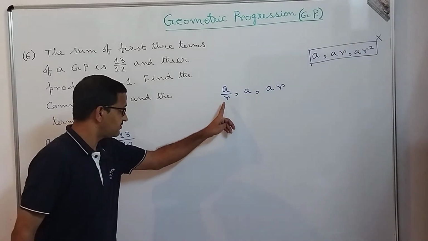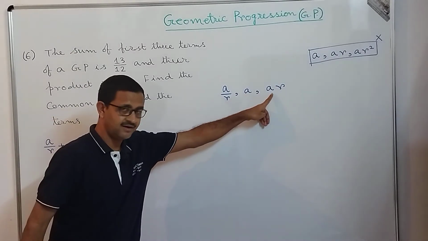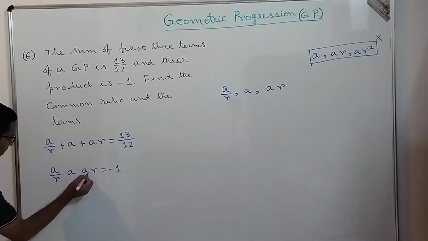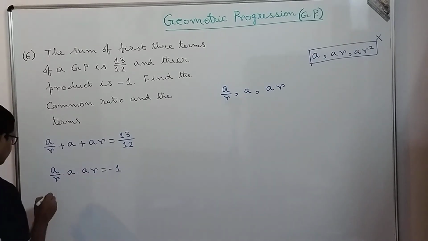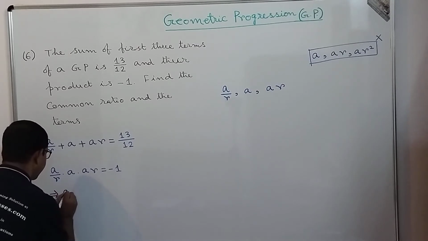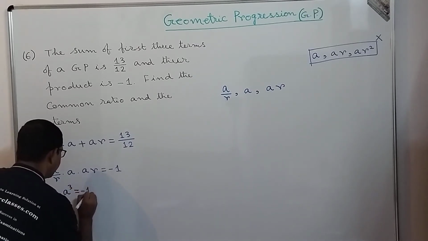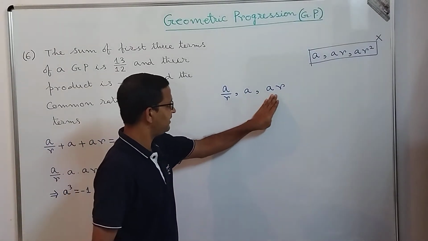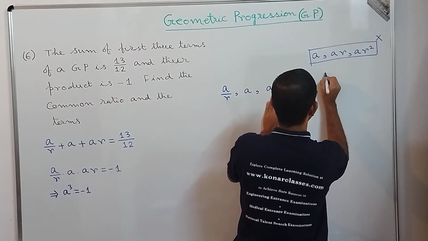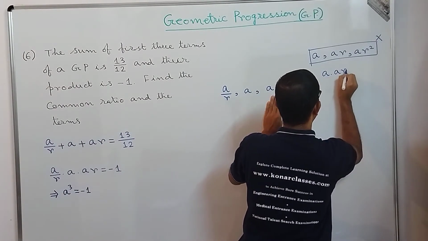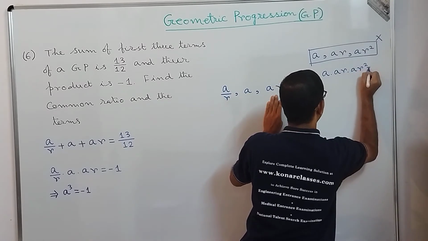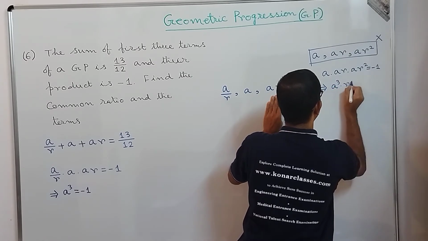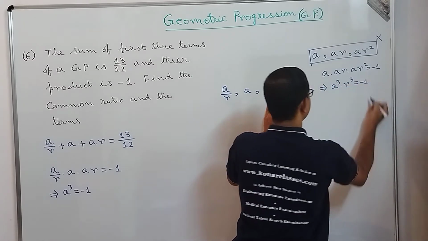Now, if we select the 3 terms as A by R, A and AR, these 3 are in GP. The advantage is that when we take their product, we see the R got cancelled. Okay? So from here we get A to the power 3 is equal to -1. Now, instead of selecting the 3 terms as A by R, A and AR, if you have selected this one, then the product of the 3 terms A into AR into AR square becomes -1. So from here we get A to the power 3 into R to the power 3 is equal to -1.